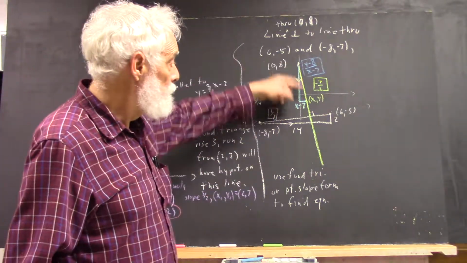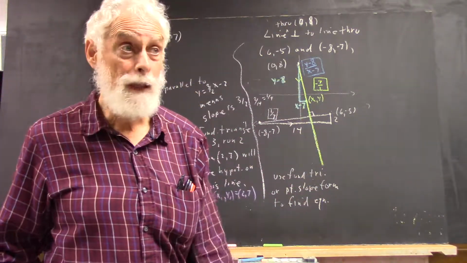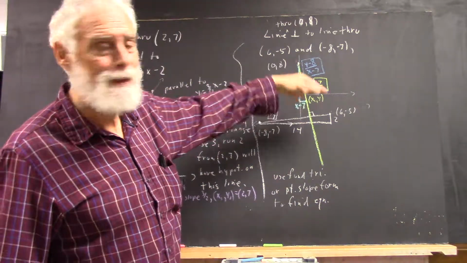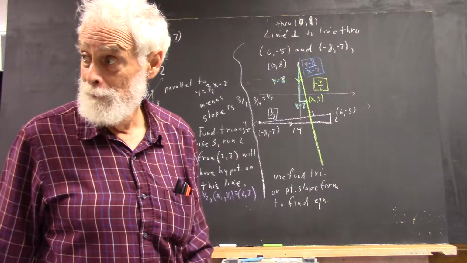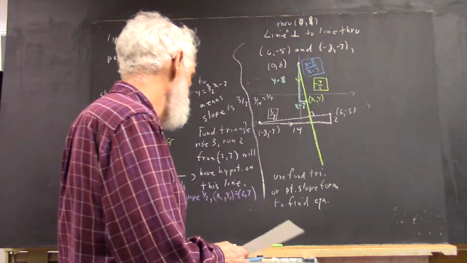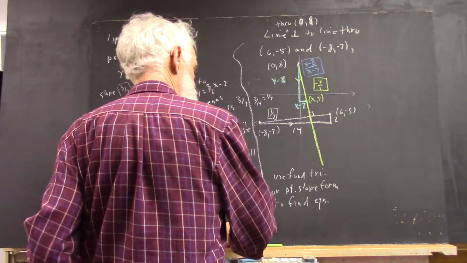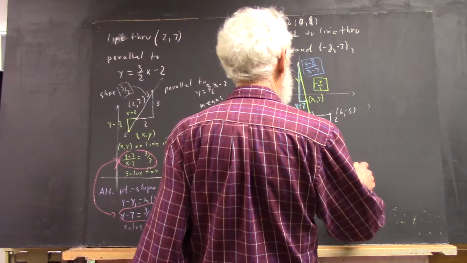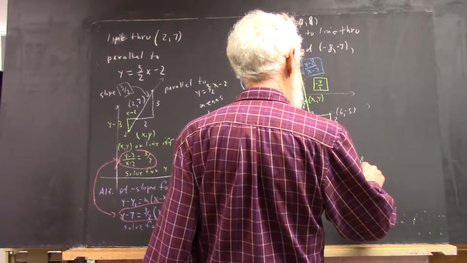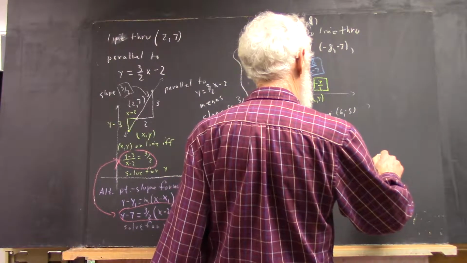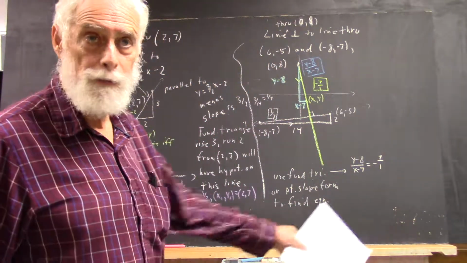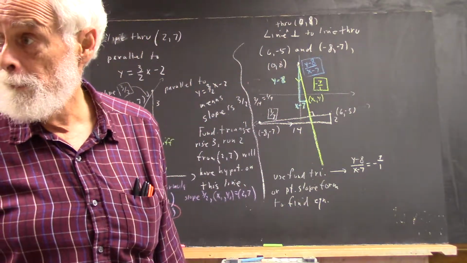But the slope of this triangle has to be the same as the slope of the line because the hypotenuse includes the line, or the line includes the hypotenuse, okay? So our equation is just Y minus 8 over X minus 7 equals negative 7 over 1. Of course, that's just negative 7. You don't have to write the 1 there, okay?